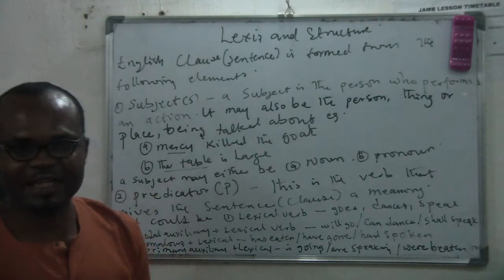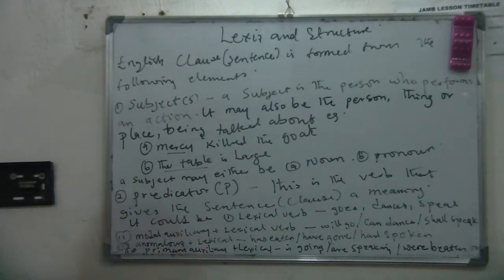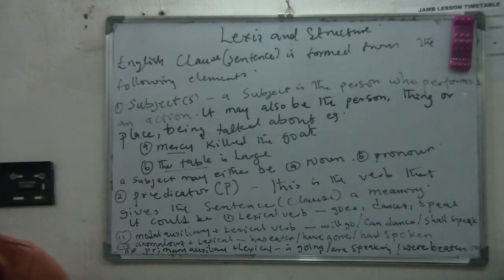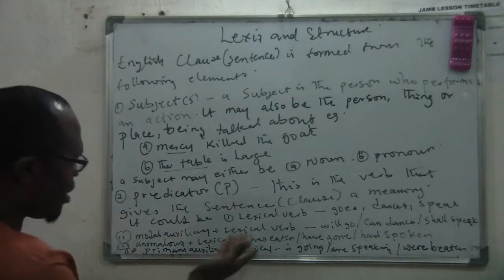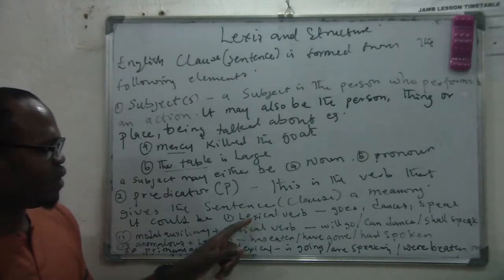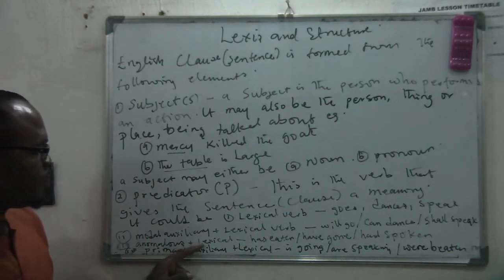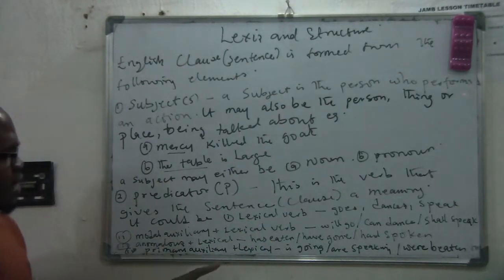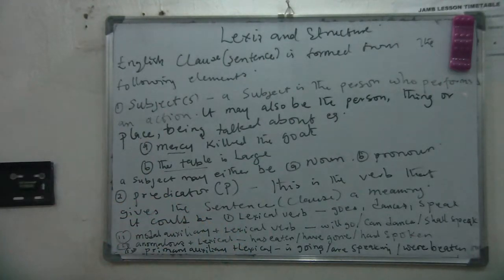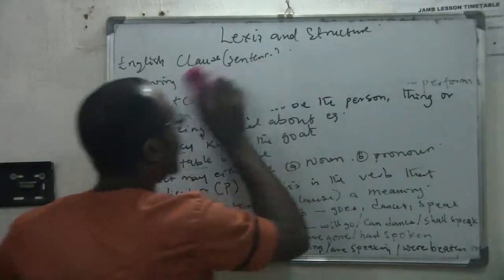They are speaking is the what? The predicator, which is a combination of what? Primary, auxiliary, and what? Lexical verb. Is that clear? So your verb can come in these forms: modal auxiliary plus a lexical verb, or anomalous plus lexical verb, or primary auxiliary plus what? Lexical verb. Is that clear? The examples are all given in front of each.